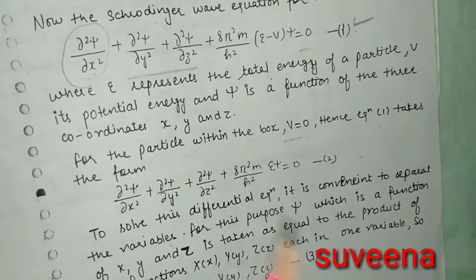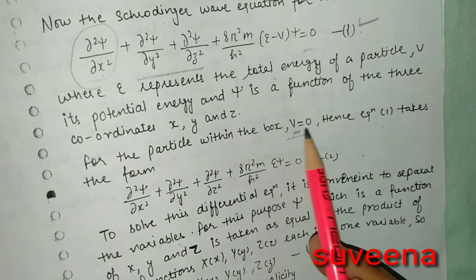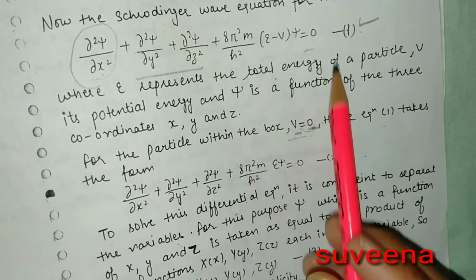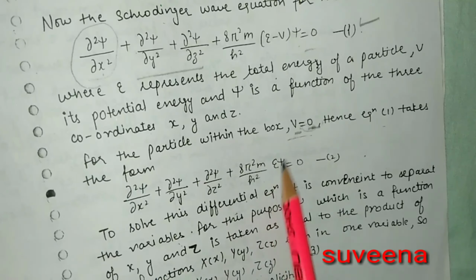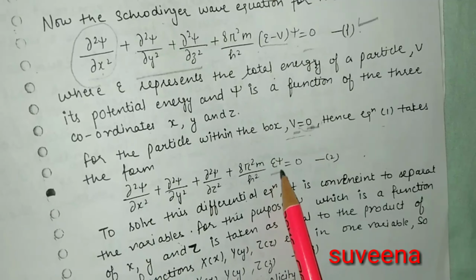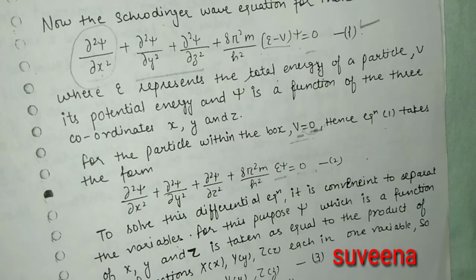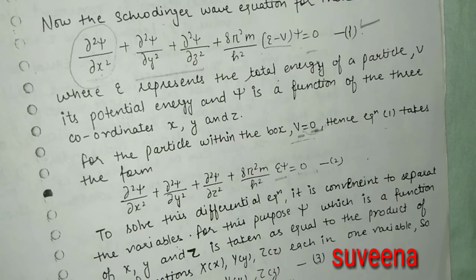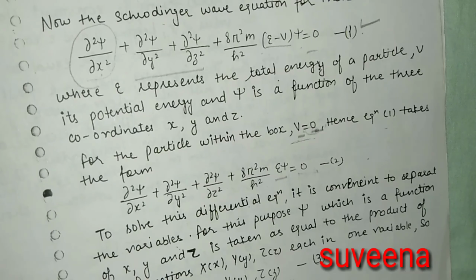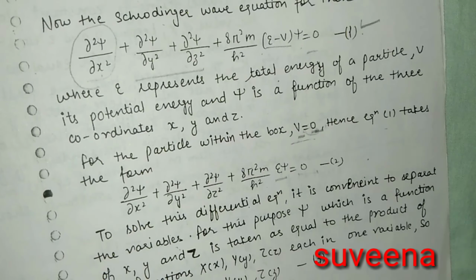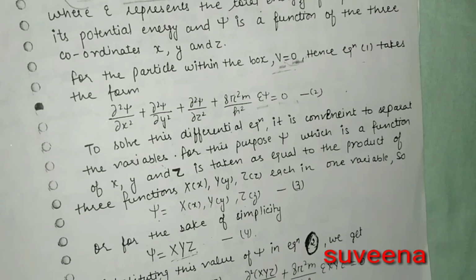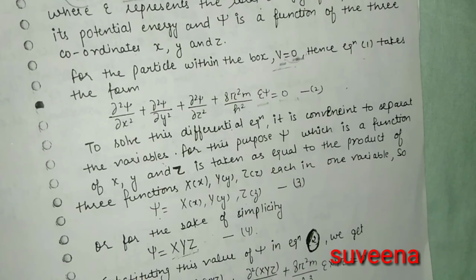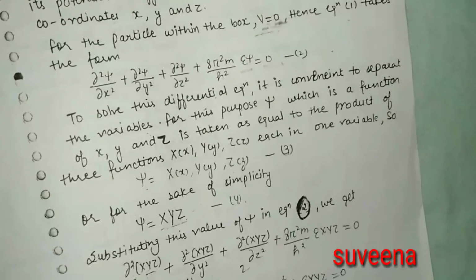According to the condition, potential energy V is equal to 0, so put V equal to 0 in the above equation, which gives E minus 0, that is E. So this is equal to E psi. As we have already derived the Schrodinger wave equation for the particle in one dimension, the same calculation applies to the particle in three-dimensional box. The calculations are somewhat different at the start, but the results are the same in both.